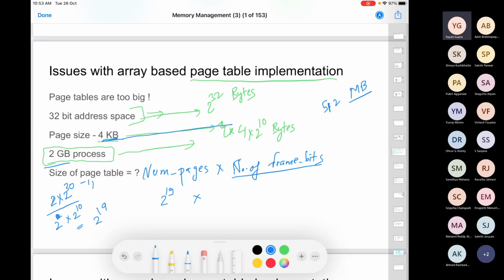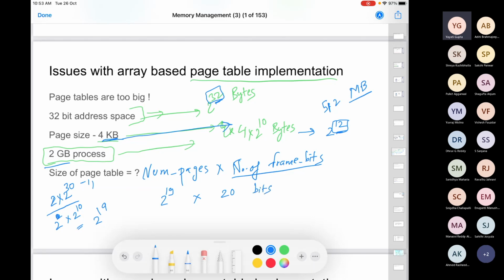Right, so we can compute it from the page size, right? Your page size is 2 to the power 12. Right, so this 12 is for offset. Right, 20 bits, right? Total is your 2 to the power 32. So in a 32-bit address, you have 12 bits for offset. Remaining for frame bits, you have 20. But remember that this is in bits.